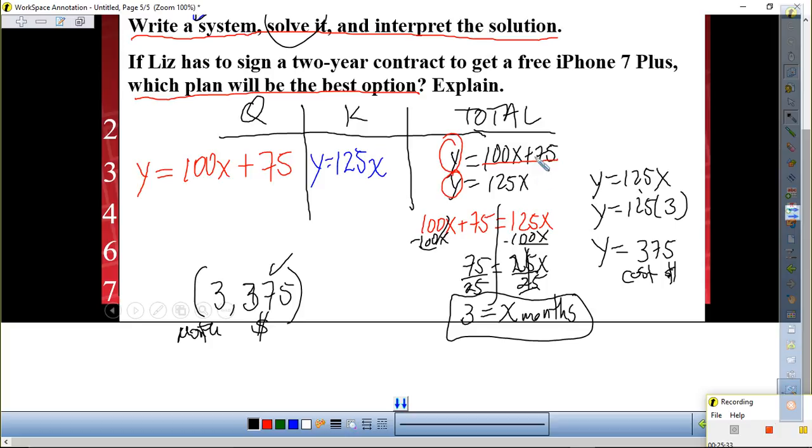Since we already have the equations, instead of substituting 3, what do we substitute? Now, in 3 months, they're going to be costing the same, right? So what do we need to substitute instead of 3? What do we write for X? 4 years. 4. Let's go to 4 to see which one's going to be more expensive, right?